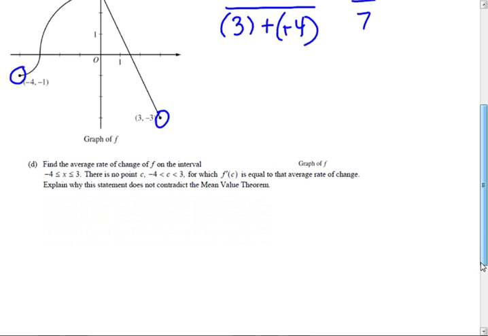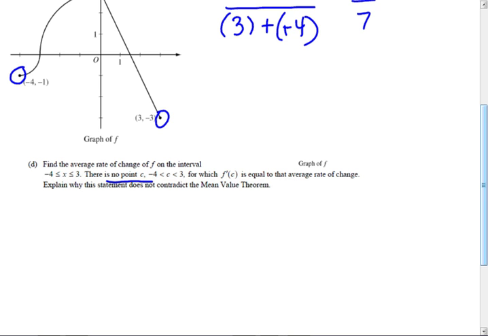Then it says there is no point where f prime of c is equal to the average rate of change. You have to read these carefully. Explain why the statement does not contradict the mean value theorem. Why does the mean value theorem not apply? That's what it's asking for.